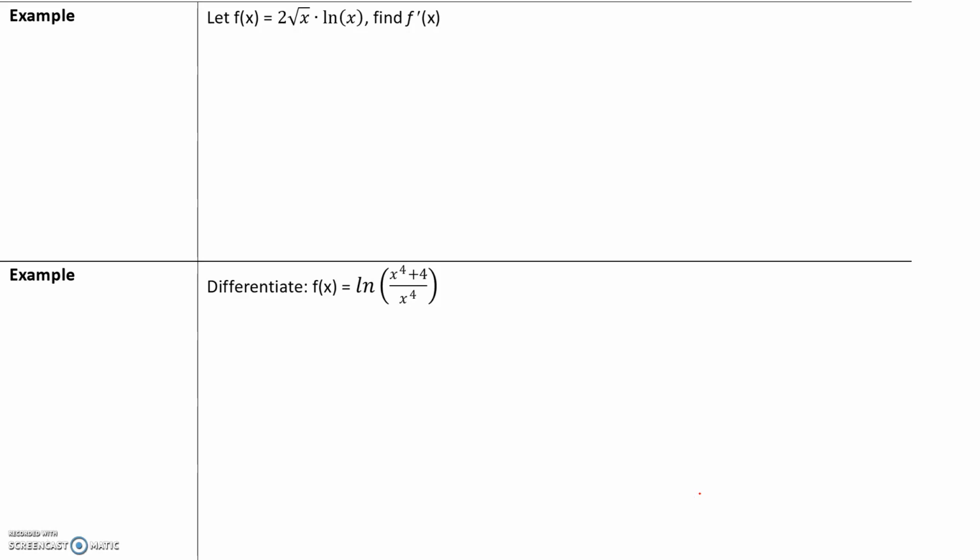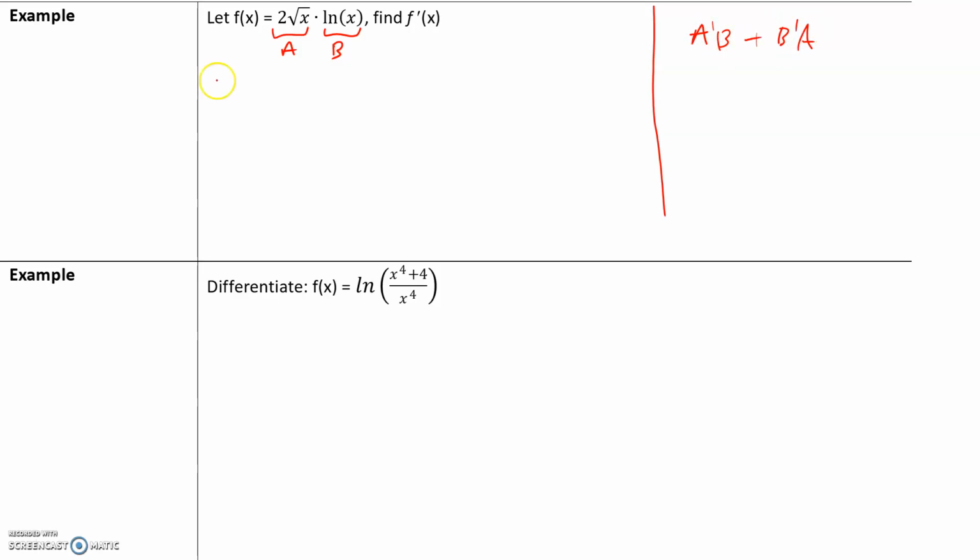All right, next example. We want to differentiate f of x equals 2 radical x times the natural log of x. All right, so first, let's say that this is a and this is b, because what do we have? We have a product of two different terms. So when you have the product rule, that's a prime b plus b prime a.